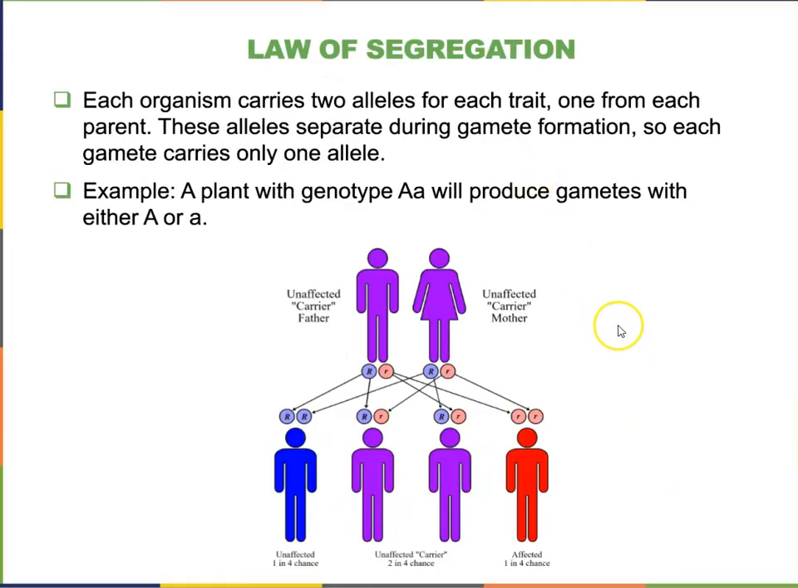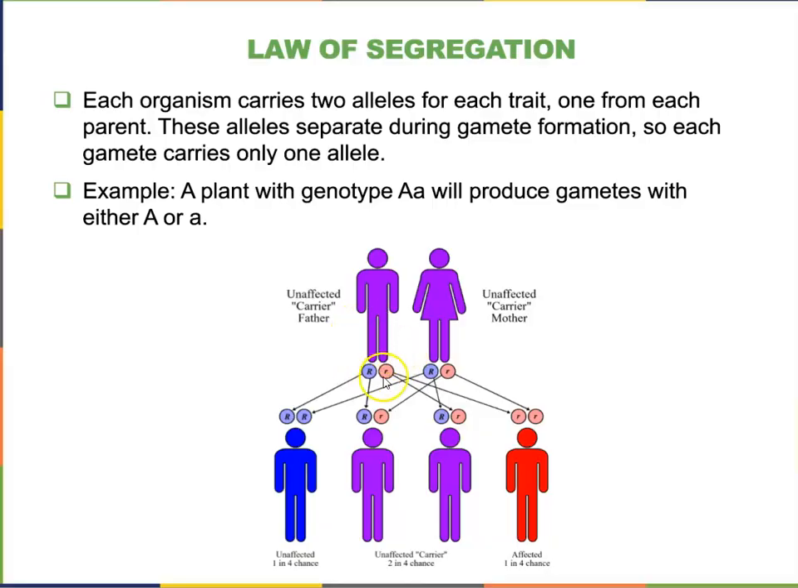The law of segregation states that each organism carries two alleles for each trait, one from each parent. These alleles separate during gamete formation, so each gamete carries only one allele. The figure below shows an example of the law of segregation. There are two heterozygous individuals who are married. They both carry a disease gene, which is the recessive gene little r.